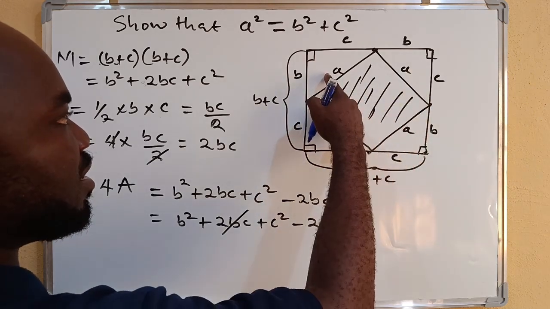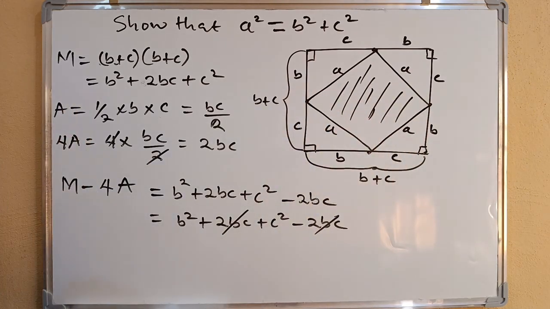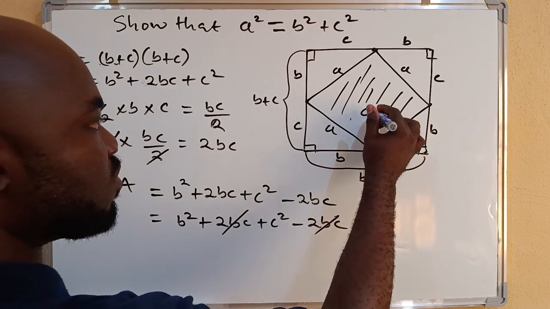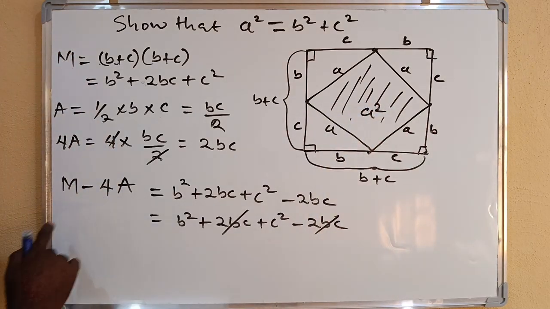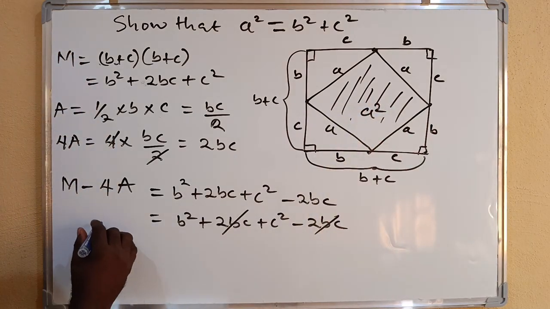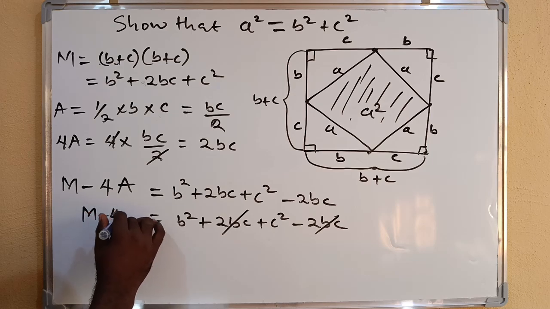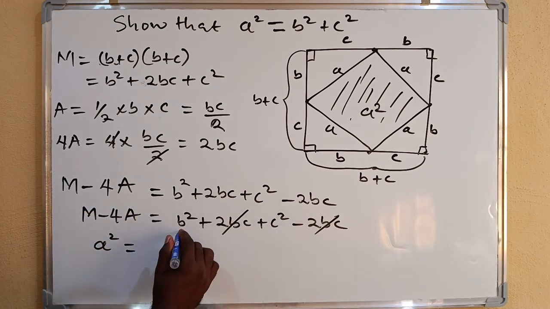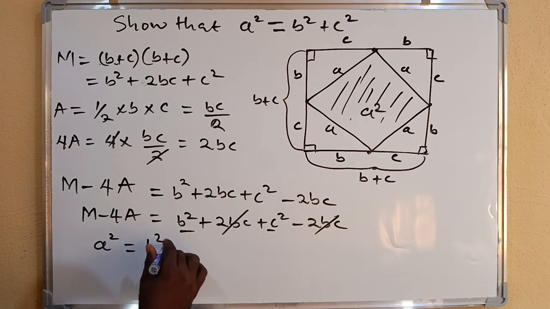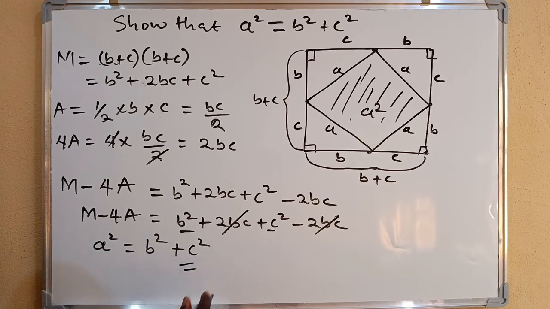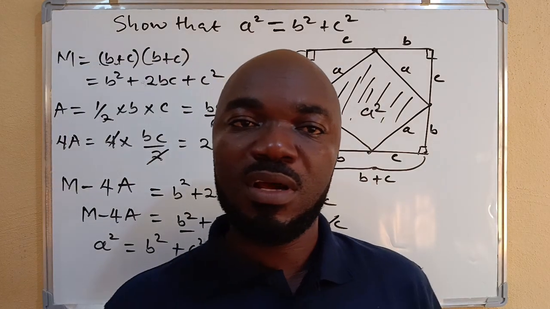Area of this square, which is length times length, which is A squared. So the area inside will be A squared. And that will be M minus 4A. So you can see that M minus 4A, which is A squared, is now equal to B squared plus C squared. So this is a simple way of proving the Pythagoras theorem.